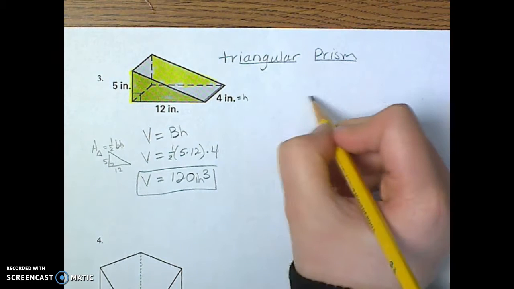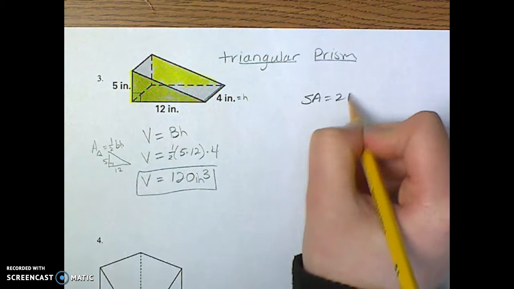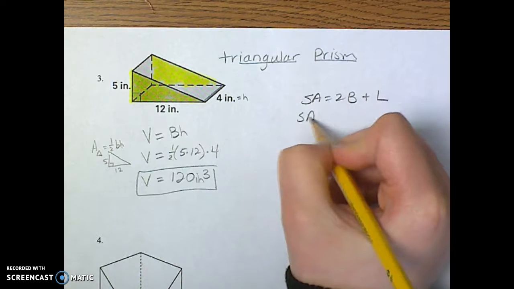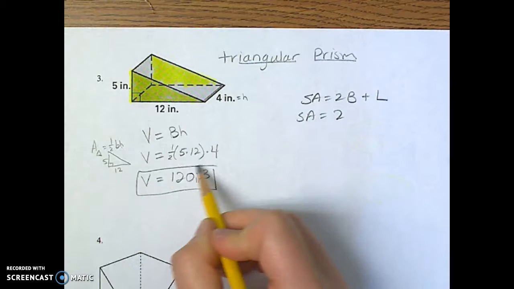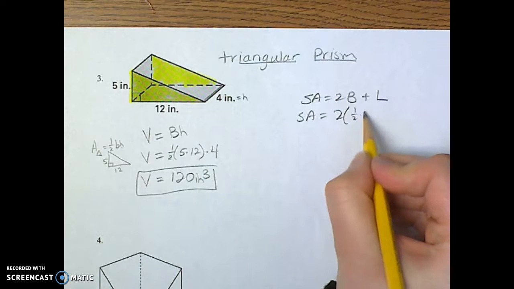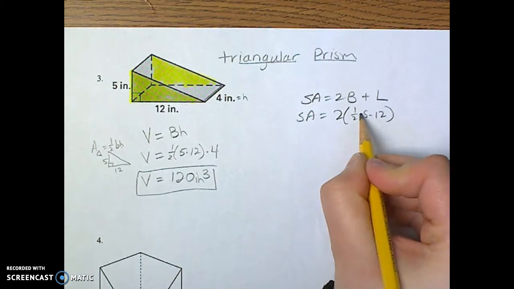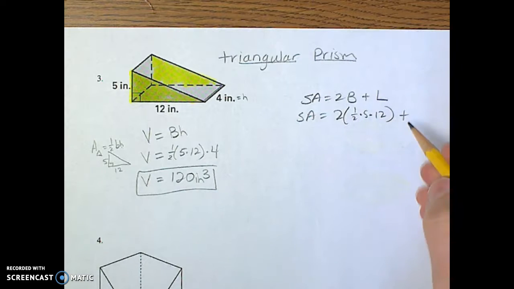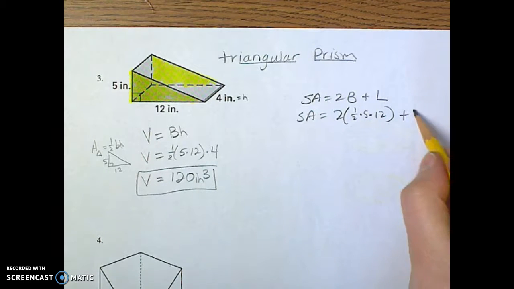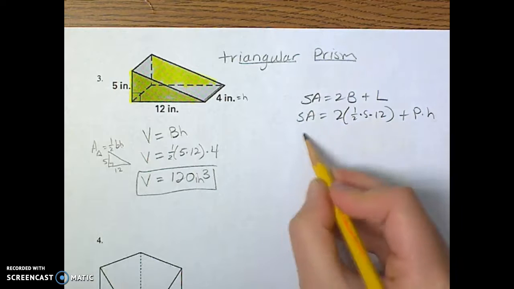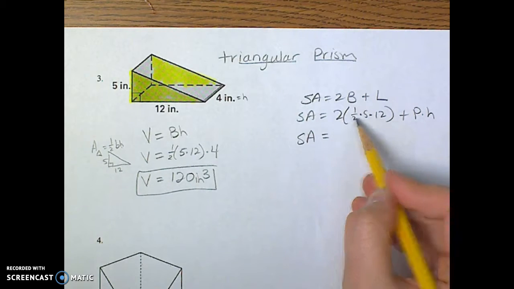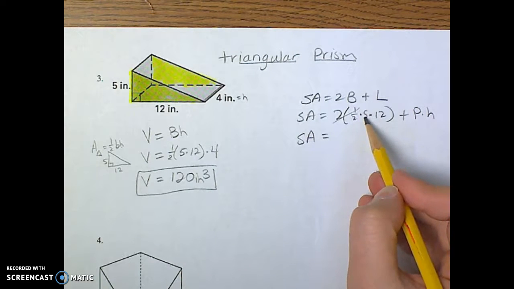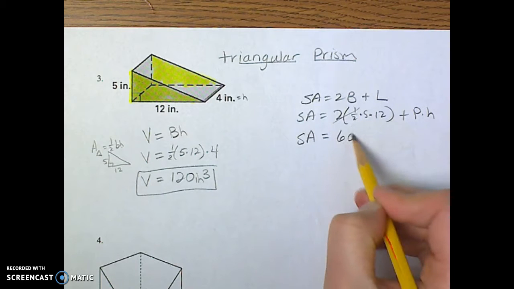Okay, now we're going to find surface area. We've got two bases, which we already figured out the area of because it's a triangle: 1/2 times 5 times 12, plus our lateral area. And our lateral area is perimeter times height. I'm going to simplify as we go here. 2 times 1/2 cancels to 1. 5 times 12 is 60.